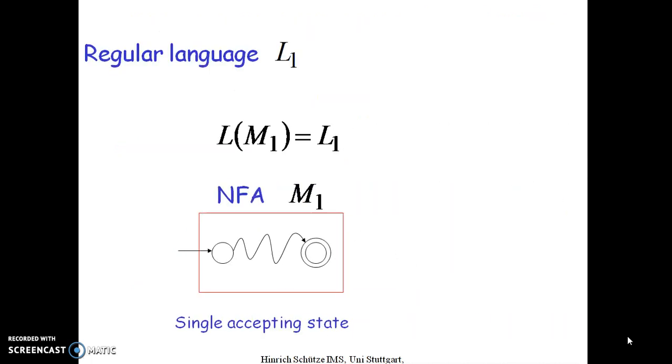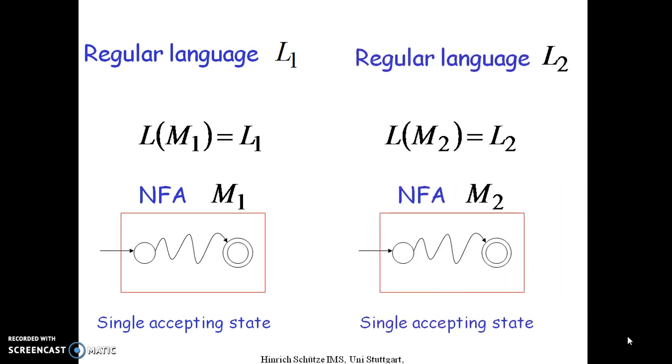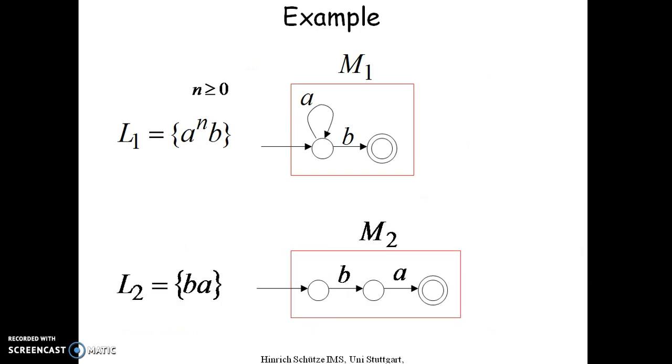So let me consider a regular language L1 and also a regular language L2. The language accepted by M1 is L1 and the language accepted by M2 is L2. For example, let me consider this is the automata with a single accepting state. Then the first operation is L1 union L2, which we will see.